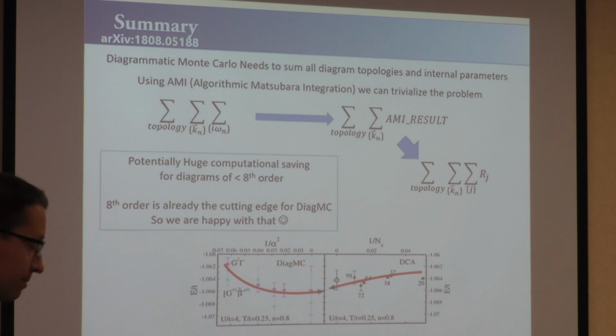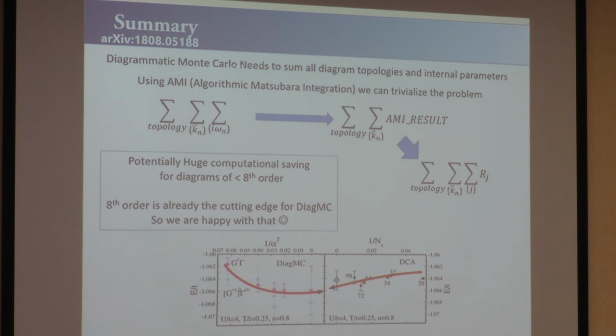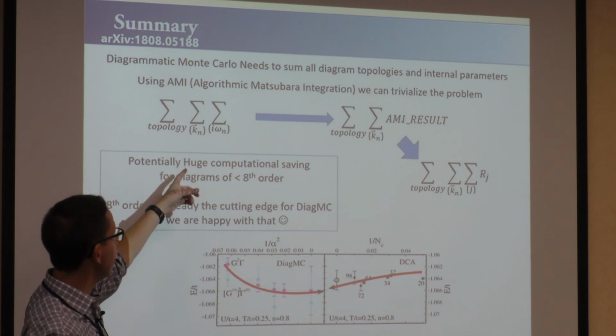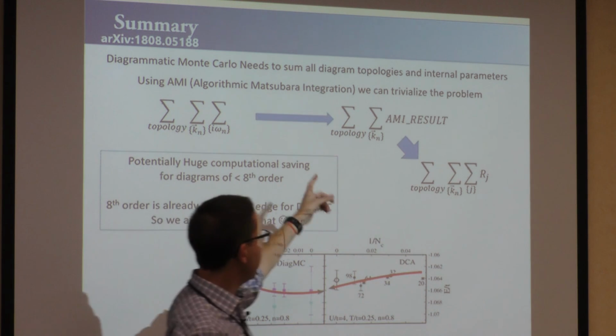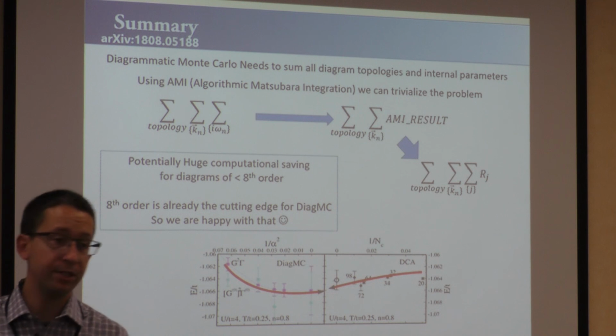Just as a summary, which I'm finishing basically on time, this method of diagrammatic Monte Carlo needs to sum all diagram topologies and internal parameters. Using algorithmic Matsubara integration, we can trivialize some pretty large fraction, a third or a quarter or something like that, of the problem, and completely skirt all of these issues with complex frequencies. The idea is to replace a sum over frequencies and k and topology with just topology and k, where we put in this result from the algorithmic Matsubara integration.